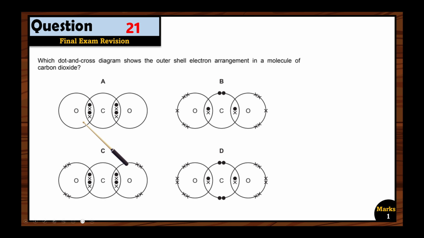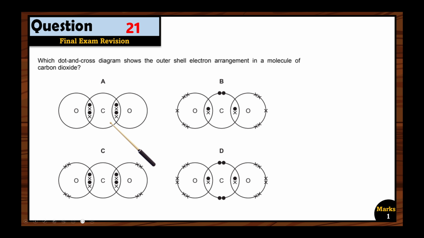Question 21. Which dot and cross diagram shows the outer shell electron arrangement in a molecule of carbon dioxide? So you see, in the exam they usually give the picture like this. This is from a new paper, after 2019. So let's see. Carbon has to share all its 4 electrons, right? All the 4 electrons. So can you see here?